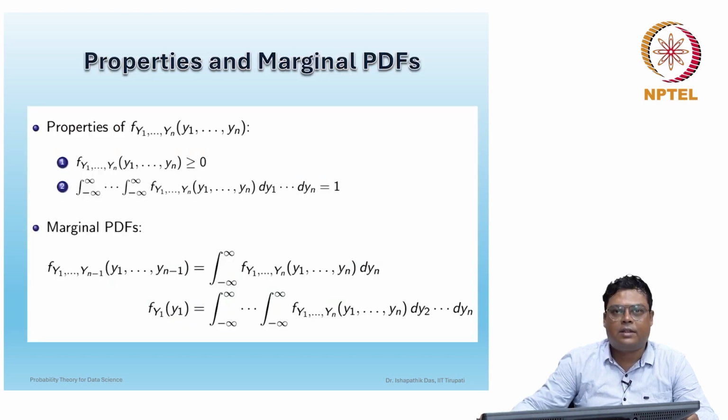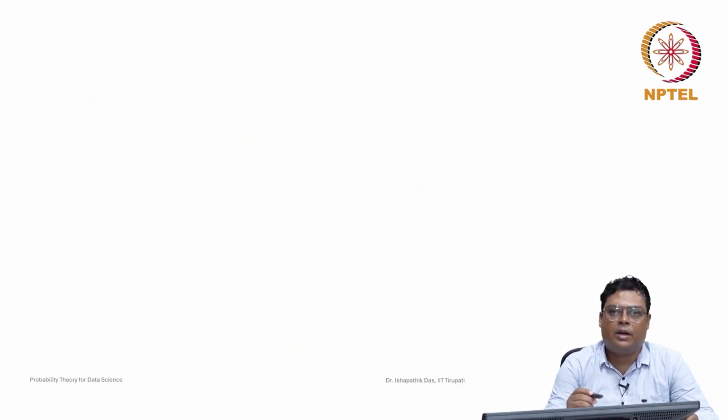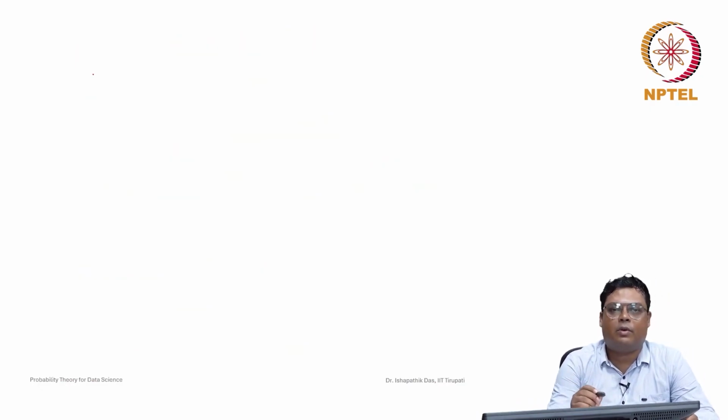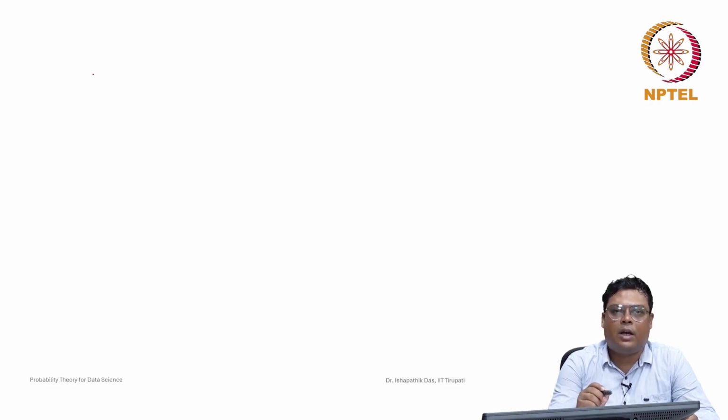Next we will discuss the properties and the marginal probability density function, and how we can find the marginal probability density function from the joint probability density function. Some of the properties are similar to the univariate and bivariate cases, and it is just a straightforward extension to the multivariate case. Let us discuss some of the properties. Here, the cumulative distribution function is non-decreasing.